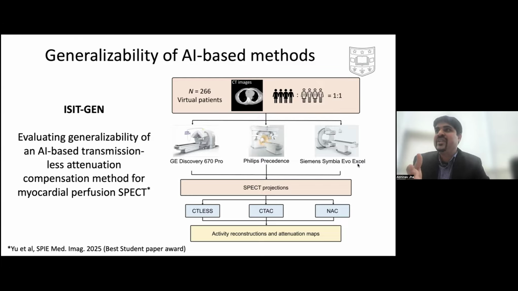You don't have to take the patient and again move them between one center versus another where they may have different scanners. So we were able to use an in silico imaging trial to also assess the generalizability of our deep learning based attenuation compensation method for myocardial perfusion SPECT. This work was led by my PhD student, now actually a postdoc at Mayo Clinic, who was the recipient of the Best Student Paper Award at the SPIE Medical Imaging Conference. And we trialed it as, is it generalizable?